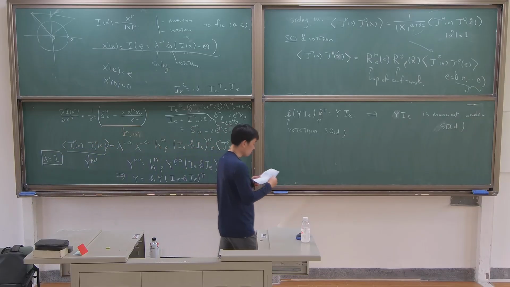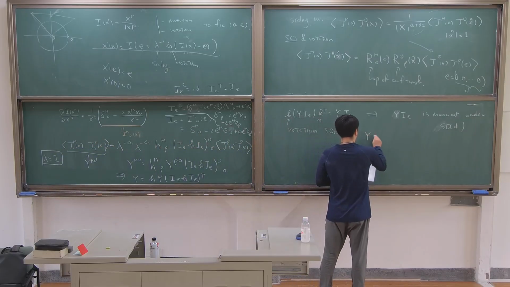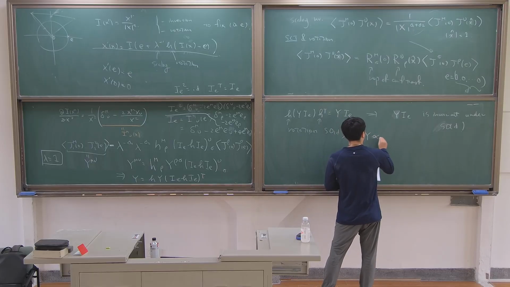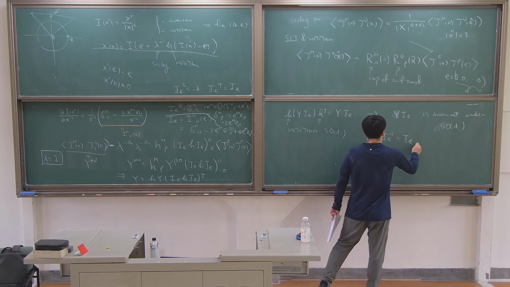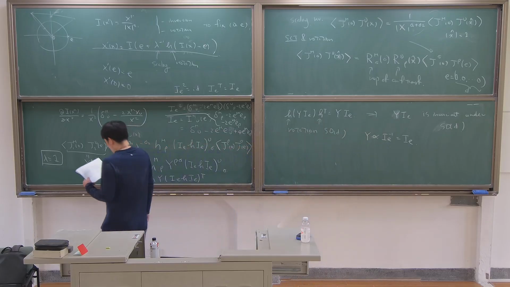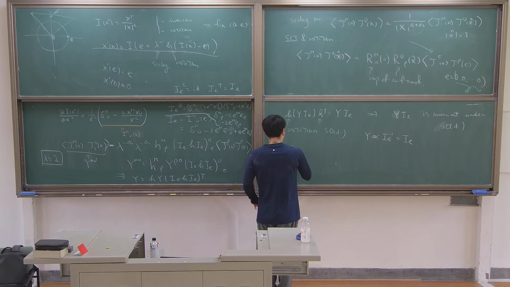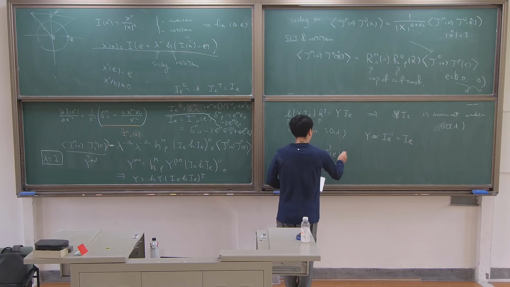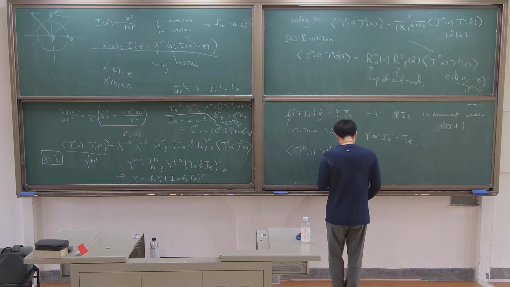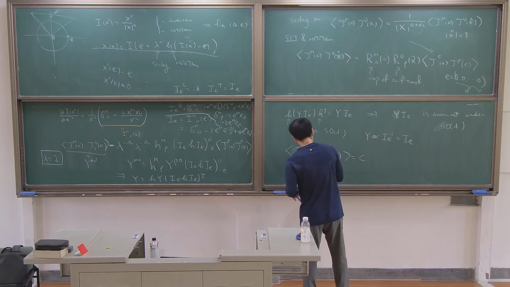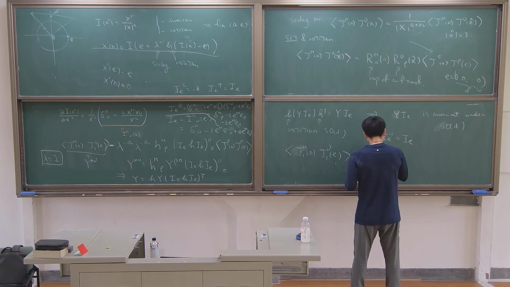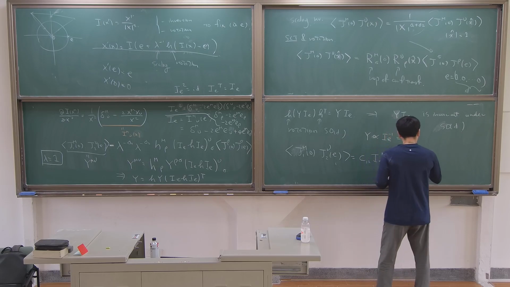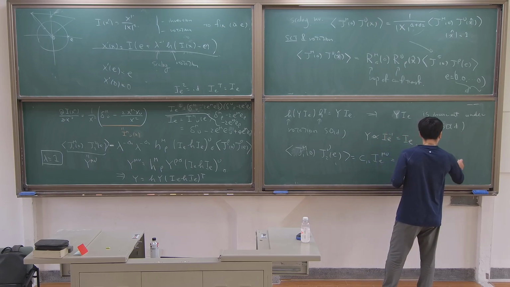So this means that Y is in fact proportional to I, Y inverse, which is I. Therefore, this means that J mu of 0 and J nu of x is some constant, I call it C12, times I mu nu, which is delta mu nu minus 2 x mu x nu over x squared.